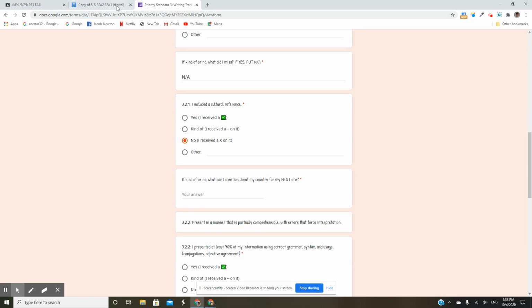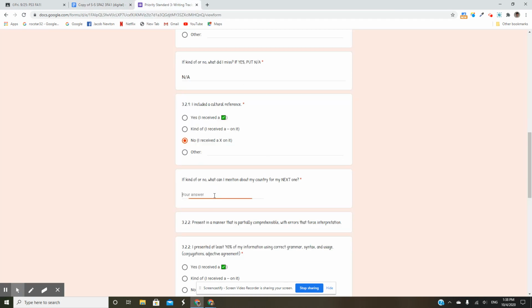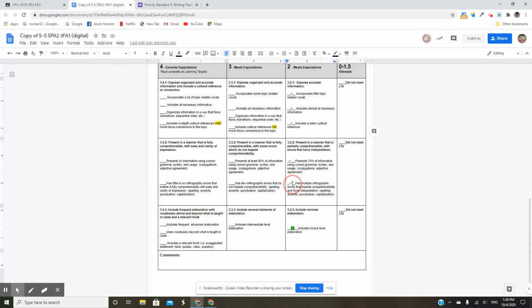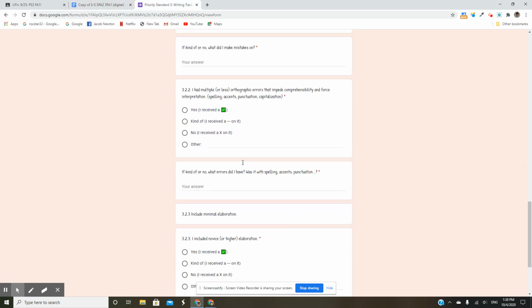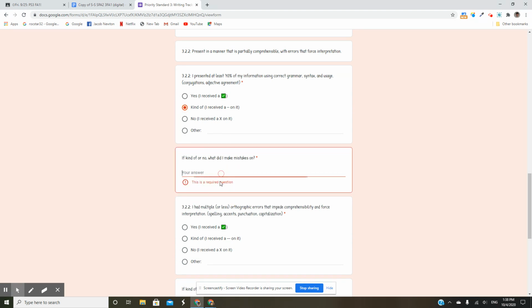That's because now for a 2.0, you have to have a cultural reference about a Spanish-speaking country or a city in a Spanish-speaking country. So what kind of things can you mention for your next one, which will be about daily routine? So maybe I'll look into El Salvador's daily routines, right? Now, I'm going to go through each one. Notice here I gave an example of what the minus looks like. If you got 3 little dots, that means you got a minus, so you're going to mark the kind of. And then you're going to tell me what mistakes you made because you didn't get a check on that.